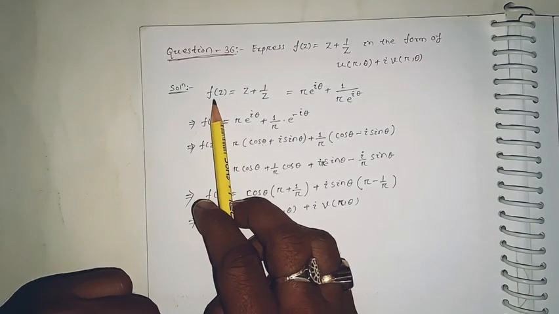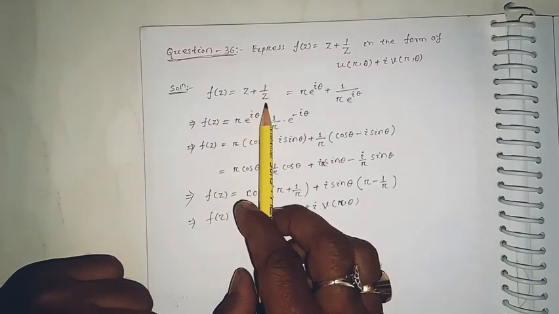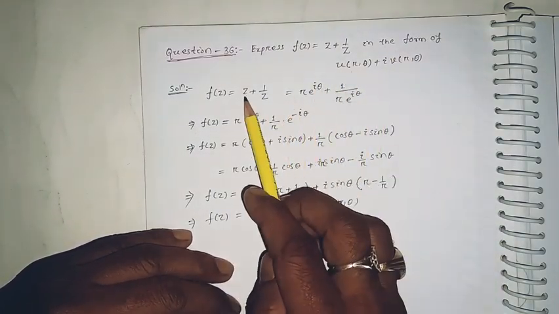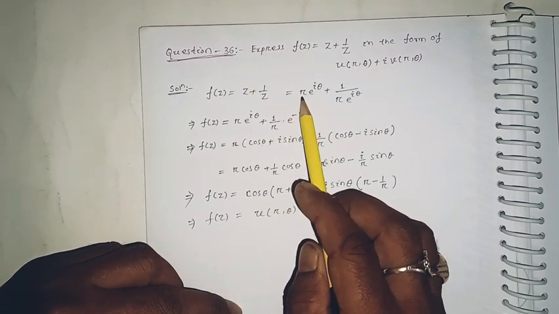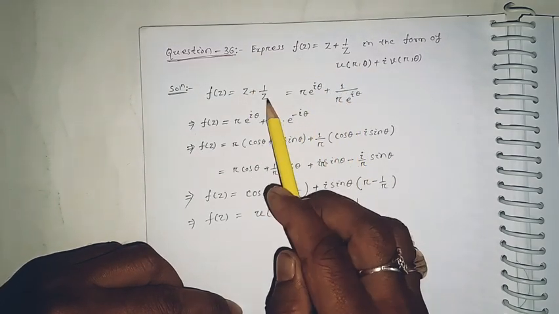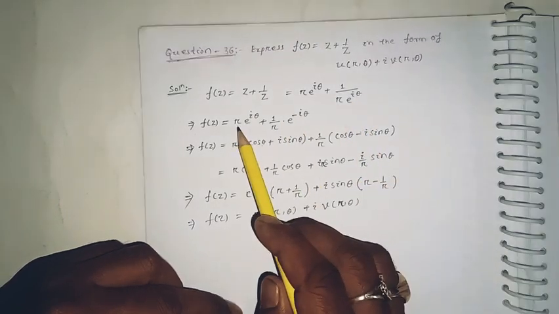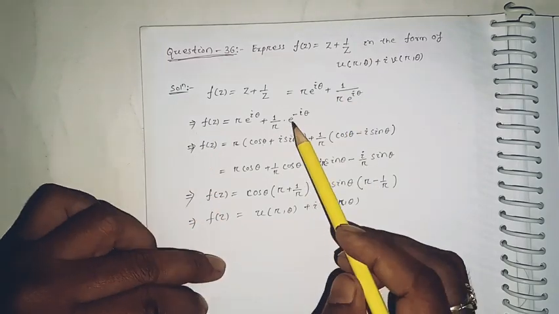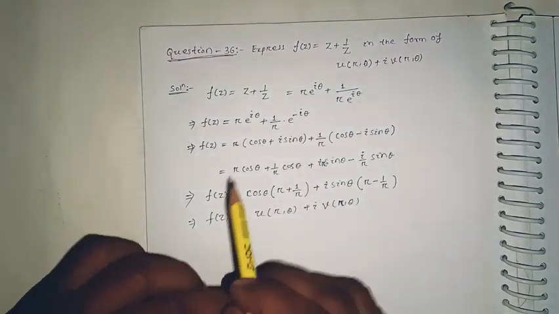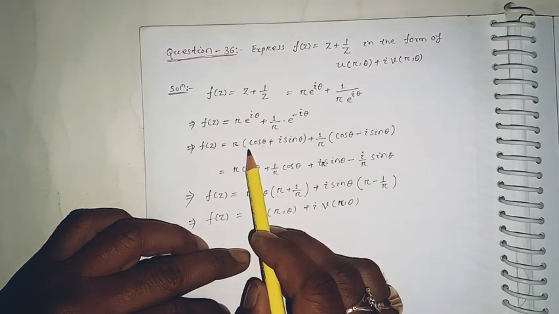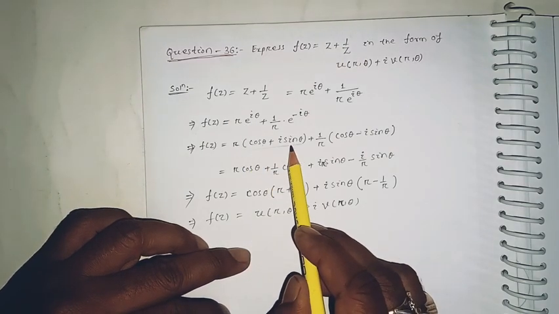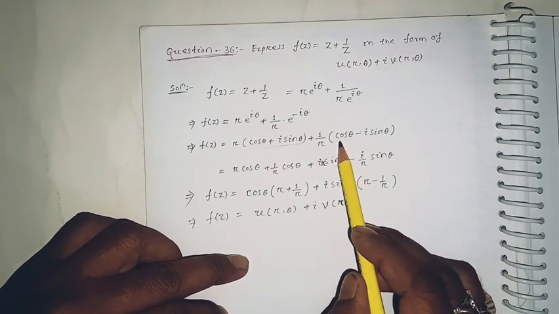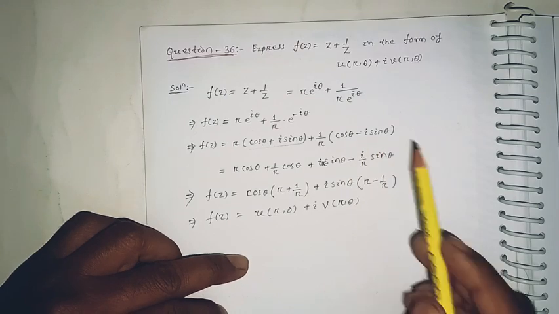So here the given function is z plus 1 by z. As we are going to express it in polar form, z will be written as r e to the i theta, plus 1 by z, which is r e to the i theta. The e to the i theta will be moved to the numerator, meaning e to the minus i theta. E to the i theta by Euler's formula can be written as cos theta plus i sin theta. Here 1 by r is written as such. E to the power minus i theta by Euler's formula can be written as cos theta minus i sin theta.